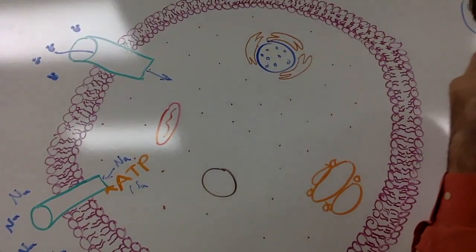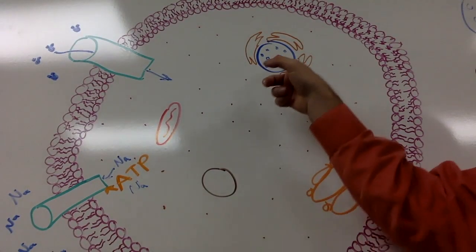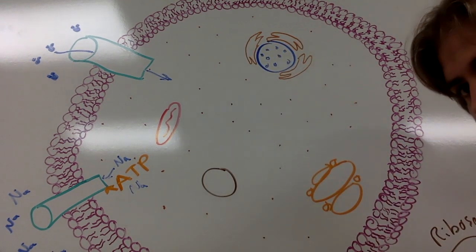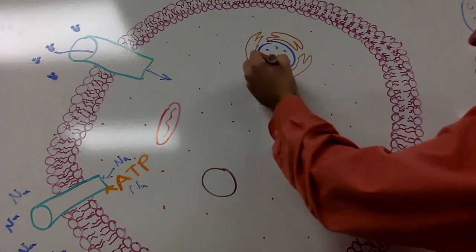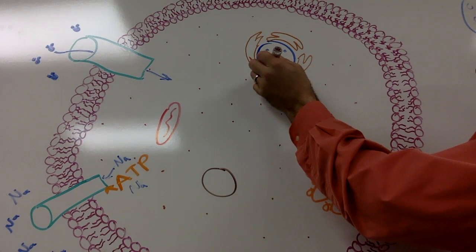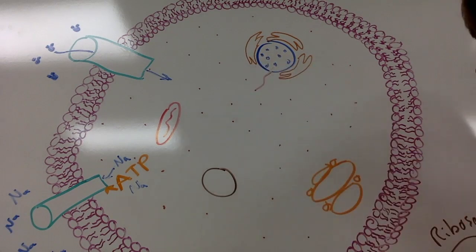Here's that nucleus. Remember how the nucleus has the nuclear pores, the holes in it so things can come and go. Those things are the RNA. And this RNA is going to snake out of the nuclear pore.